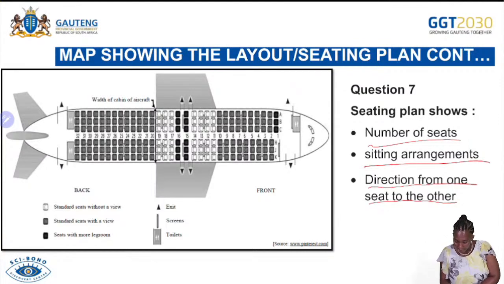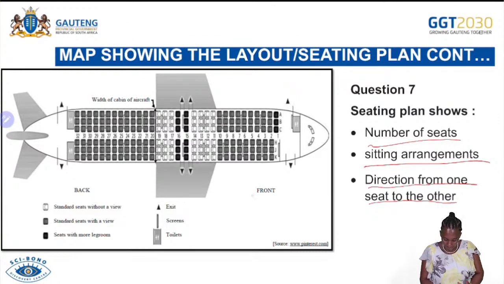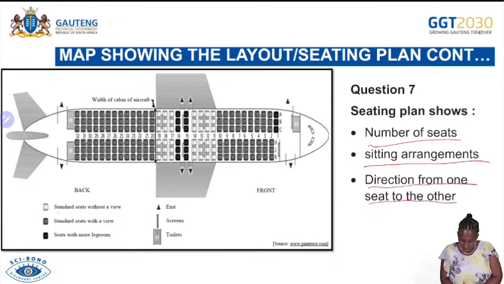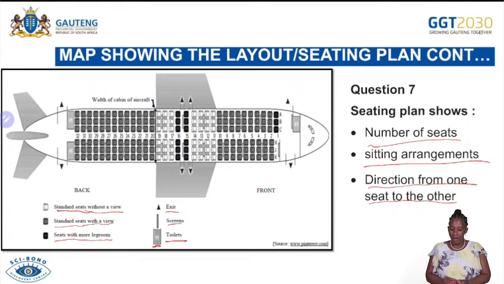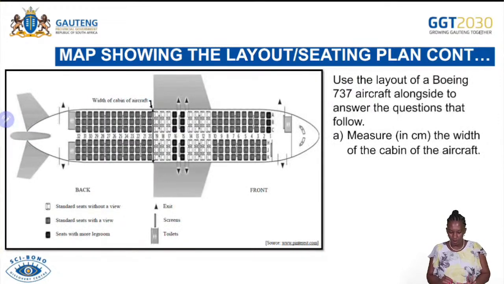As you can see, the number of seats there in the plane. This is a Boeing, which is a big plane. It shows there the toilets. We have the keywords. It shows on the keywords the standard seats, and then we have the standard seats with a view. This one are without a view. This one are with a view. The seats with more leg room. The toilet, there's an icon for the toilet, and then the screen, the exit. It shows us everything. So the sitting plan shows the number of seats, seating arrangements, and the direction from one end to the other.